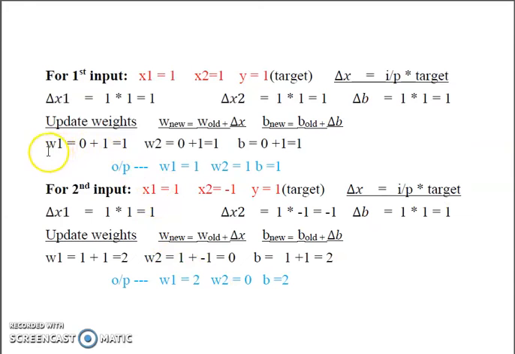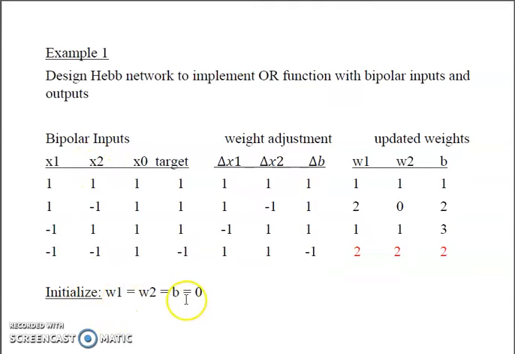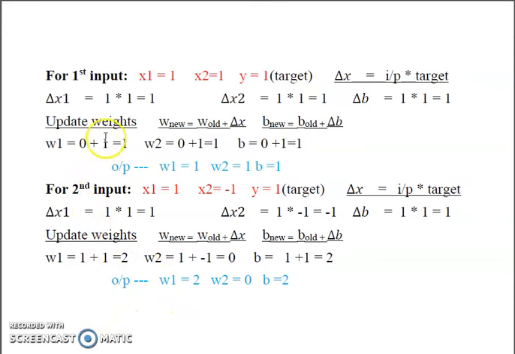So when you want to update the weight W1, the old weight W1 is equal to 0. So 0 plus this delta x1 value, that is 1. So the updated weight W1 will be 1. In a similar manner, you calculate the updated weights for W2 and B. So after the first set of calculations is over, we get the updated weights, that is W1 is equal to 1, W2 is equal to 1 and B is equal to 1. So this is for the first input.